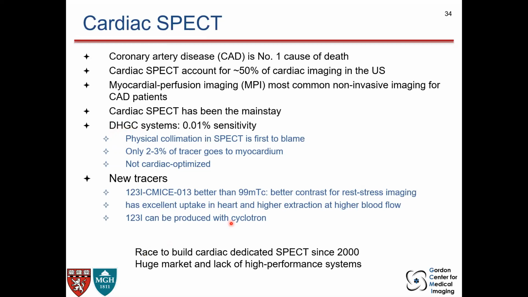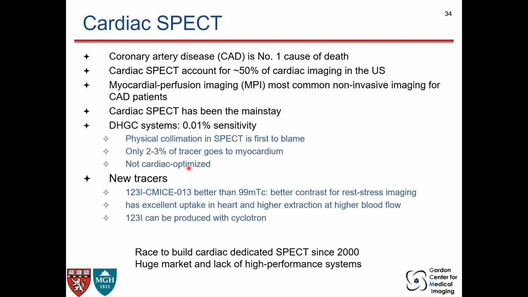We are talking about collecting or detecting 1 out of 10,000 gamma rays coming from the patient, right? So system sensitivity is about 0.01%. And mainly the physical collimation is to blame. Another reason for this poor sensitivity when it comes to cardiac imaging is that only about 2 to 3% of the tracer goes to the myocardium. And believe it or not, the dual head gamma cameras are not optimized for cardiac imaging. These are all-purpose gamma cameras, but you can use them for cardiac imaging.